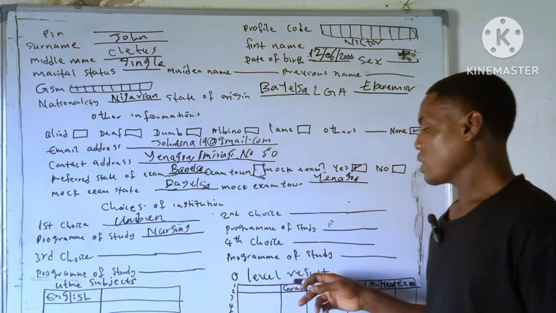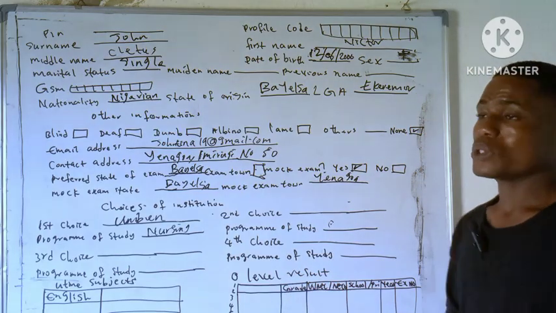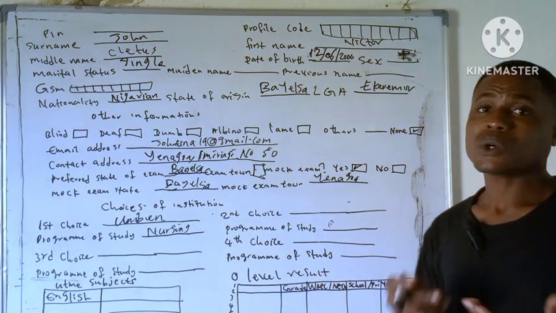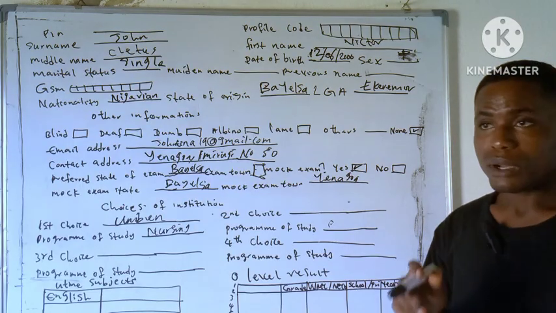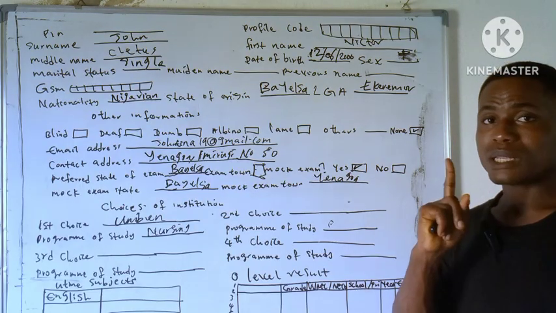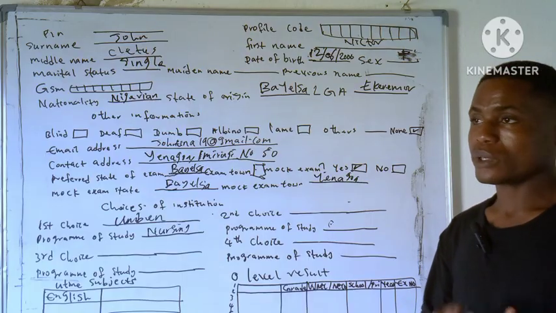Then the last one is the O level results. Your O level result is talking about either your WAEC or your NECO result. Anyone you have, don't put the two, either your WAEC or your NECO.